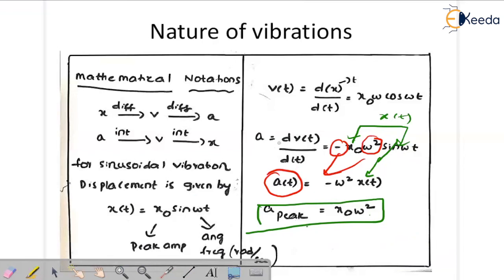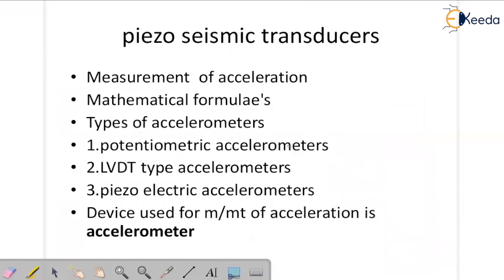So this is a mathematical representation of the nature of vibrations, which we have termed in terms of displacement, velocity, and acceleration. Now coming to piezo seismic transducers, they are for the measurement of acceleration, and we will see the mathematical formulas and the types of accelerometers: potentiometric accelerometers, LVDT type accelerometers, and piezoelectric accelerometers. Devices used for measurement of acceleration are accelerometers.